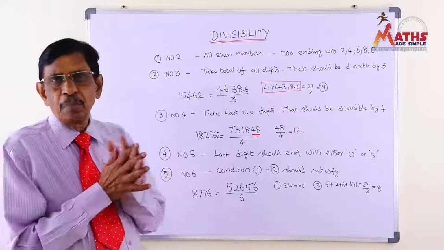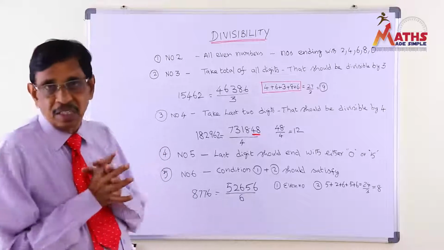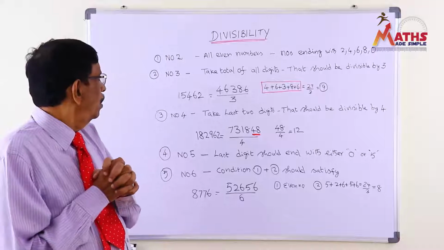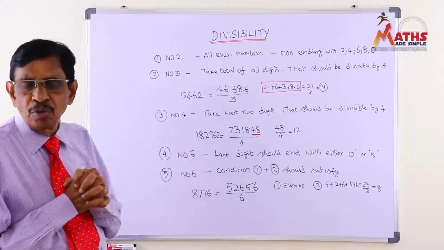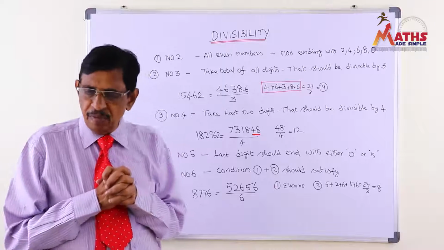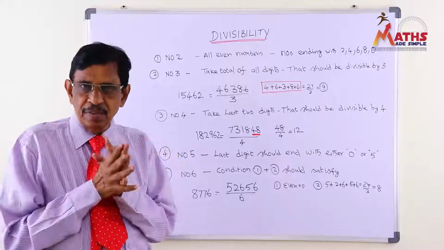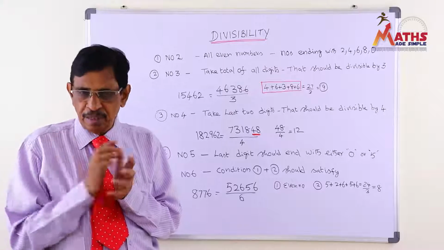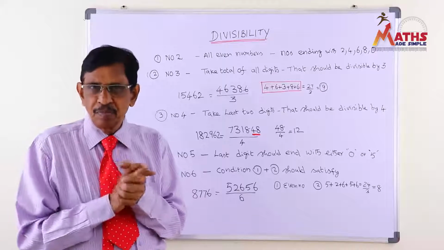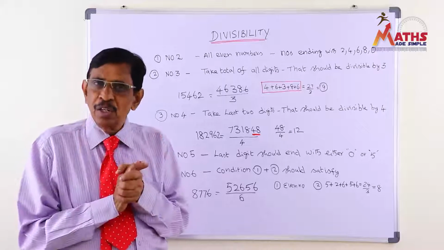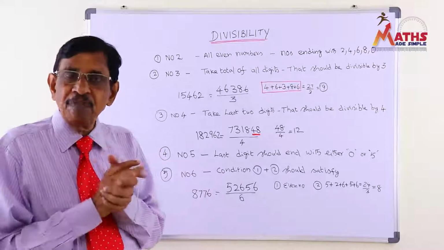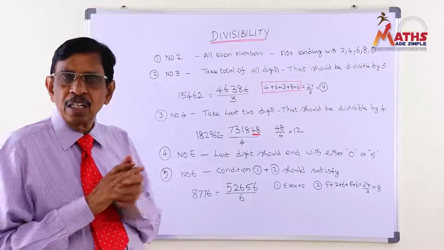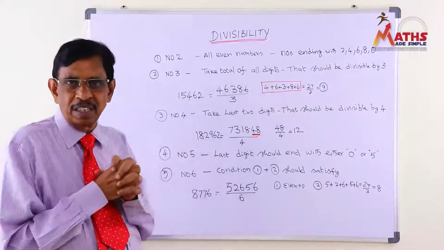How do you find whether a particular number is divisible by 3? To find that, what you have to do is, if a number is given, you add all the digits together and find the total. That total should be divisible by 3. If that is divisible by 3, the whole number is also divisible by 3.